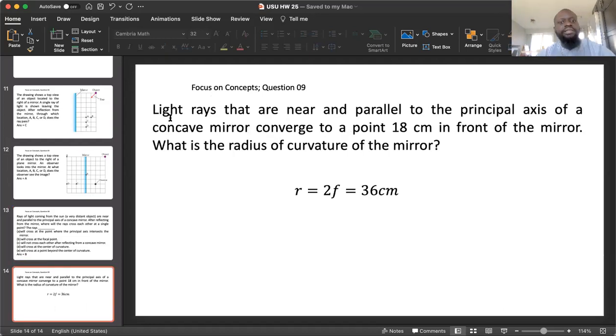Then, light rays are near and parallel to the principal axis of a concave mirror and converge to 18 centimeters. So this is the focal point, basically. That's the point where rays that are far away, parallel and near to the principal axis, appear to converge. They asked to find the radius of curvature. Radius of curvature is twice the focal length, which is 2 times 18, and that's 36 centimeters. That's the correct answer. You just multiply the focal length by 2, and you get your radius of curvature.